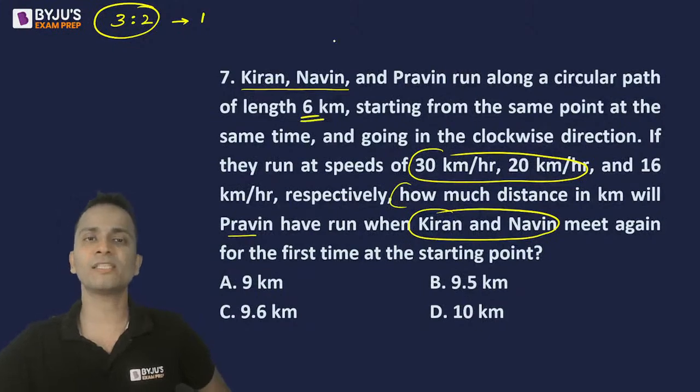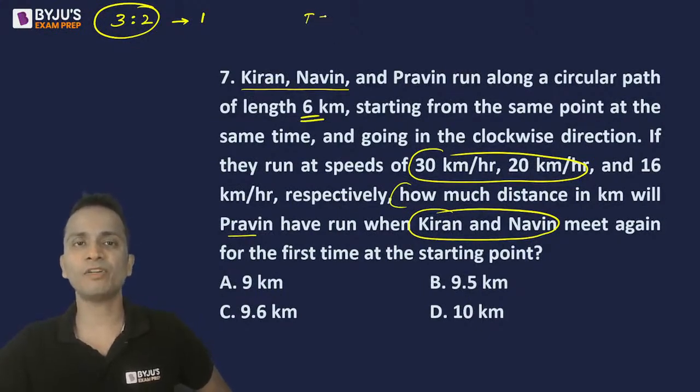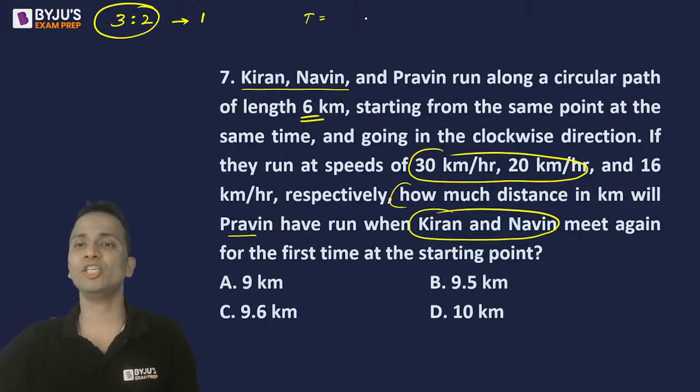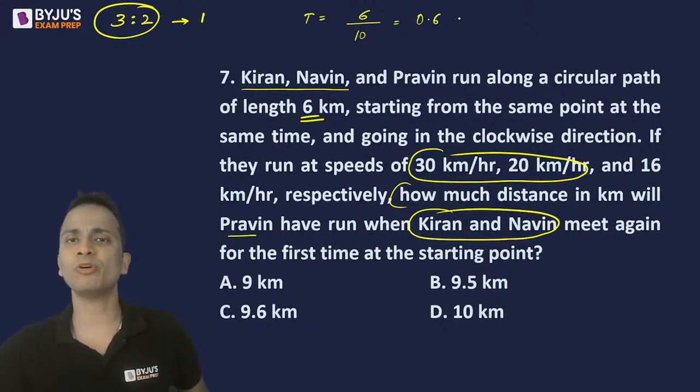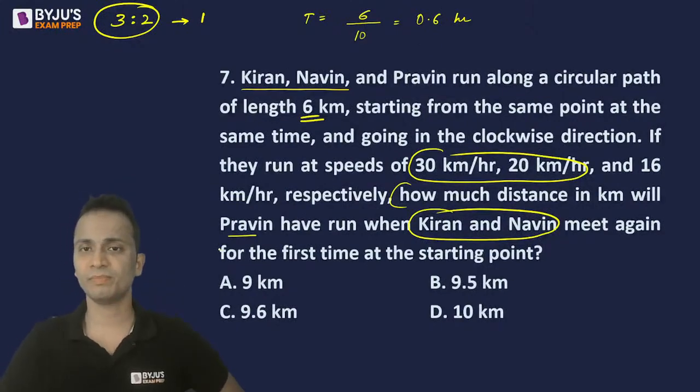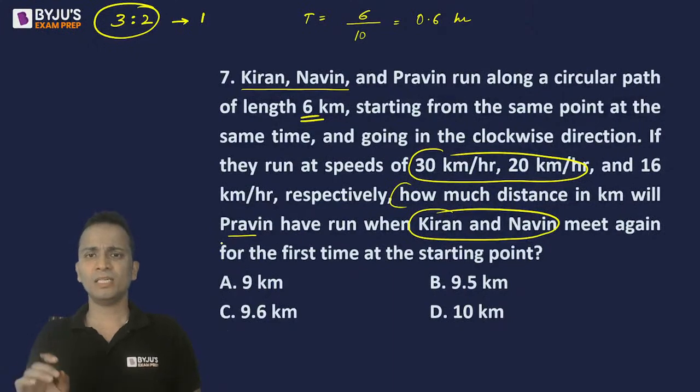Now the length of the racetrack is 6 kilometers. So the time after which Kiran and Naveen meet will be the time when the gap between them is exactly equal to the length of the racetrack. So the distance between them is 6 divided by the relative speed, that is 10. So 6 upon 10, that is after 0.6 hours, Kiran and Naveen will meet for the first time. Okay, simple as that. Now the question is, how much distance in kilometers will Praveen have run when Kiran and Naveen met for the first time?